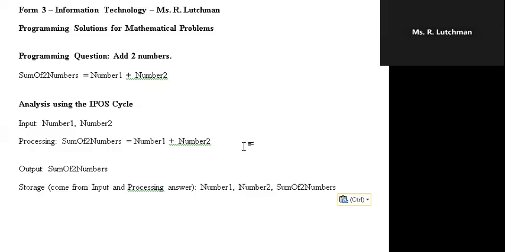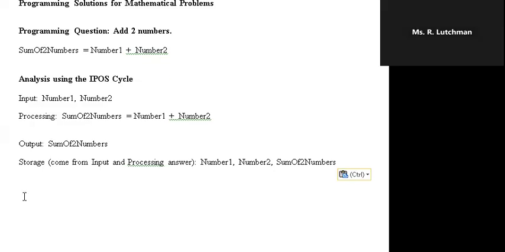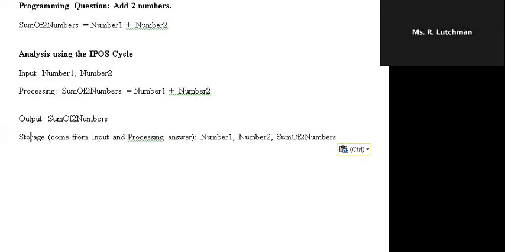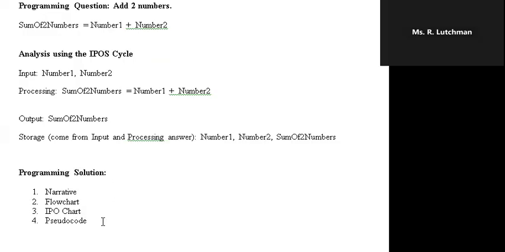So after you analyze this question, now we can come up with the programming solution. We haven't done that yet. And for our programming solution, there are 4 solutions we're going to look at next. First, how to compile a programming solution for narrative, flowchart, IPO chart, and pseudocode.